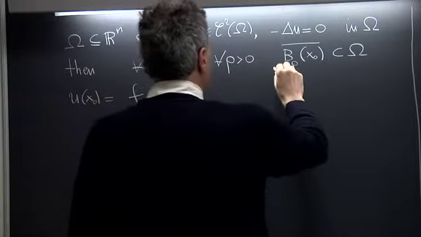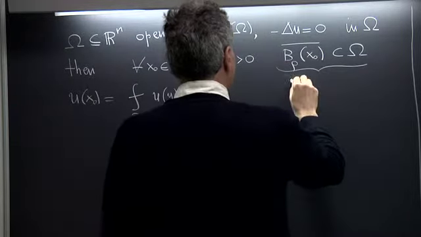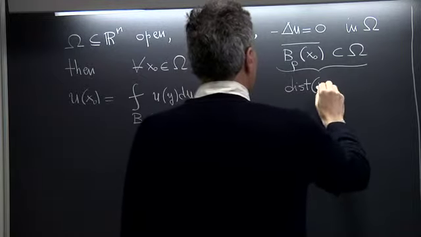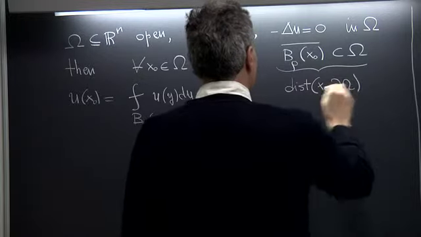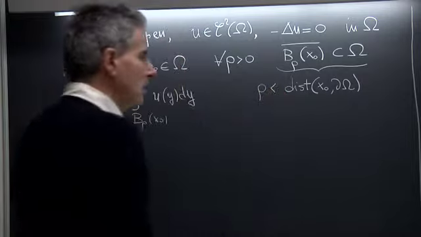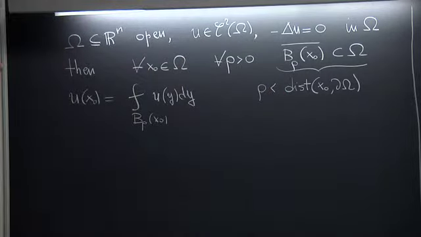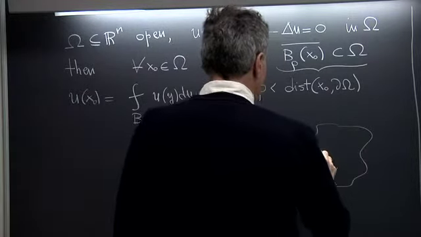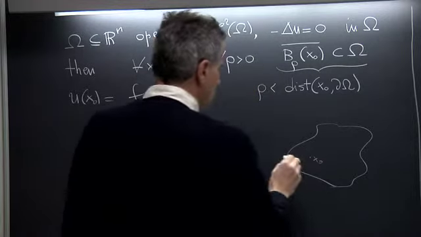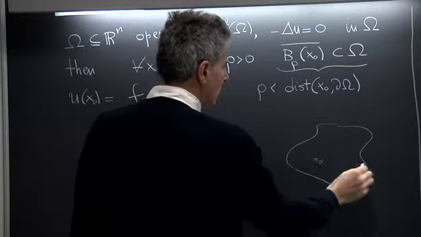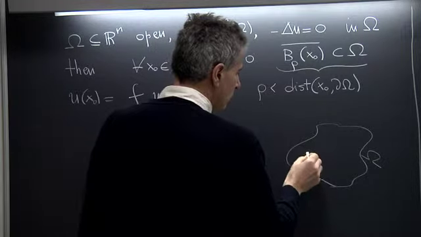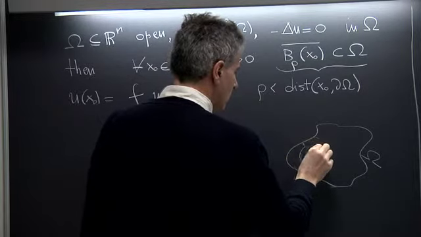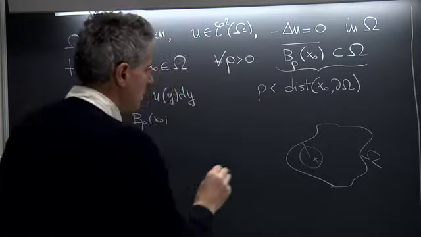So this condition can be also written as follows: the distance of x naught from the boundary of omega is larger than rho. So we are in the following situation. We have just an open set. Then there is x naught. Then there is the distance between x naught and the boundary of omega, say in this picture, for instance, this. And then for any ball centered at x naught, this is rho.